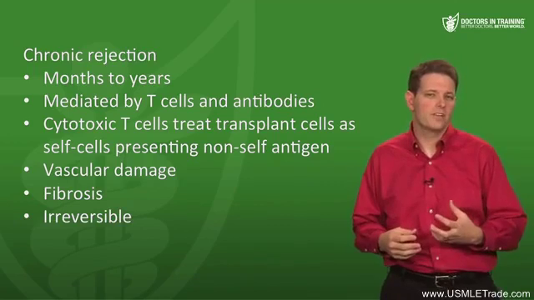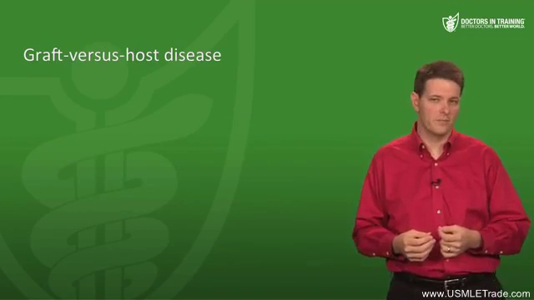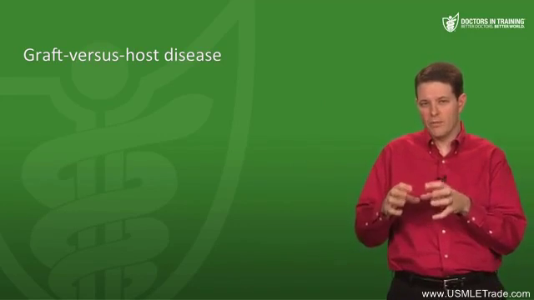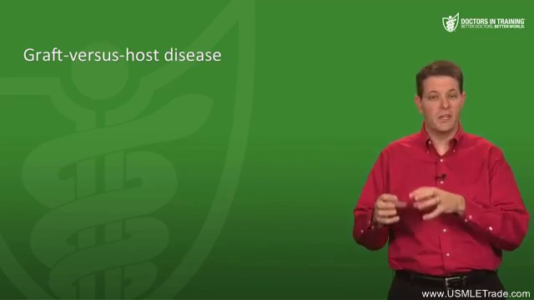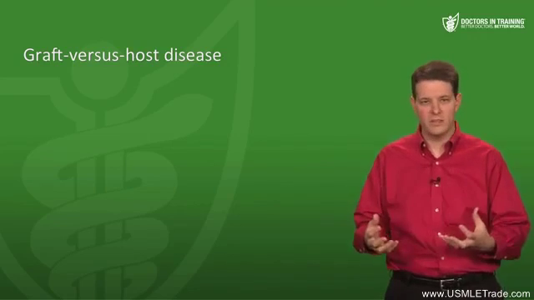Now, one last rejection scenario that we see usually with bone marrow transplants is called graft versus host disease. When you do a bone marrow transplant, you're basically killing all the patient's hematopoietic cells with chemo or radiation, and then you give them new bone marrow from a donor. And this grafted bone marrow is essentially giving the patient a whole new immune system.